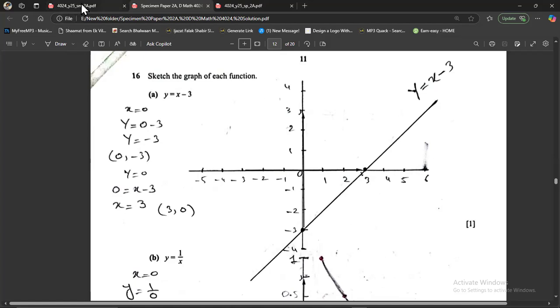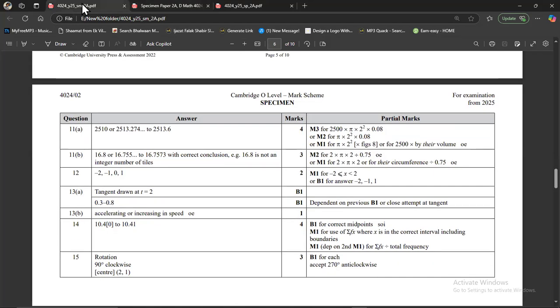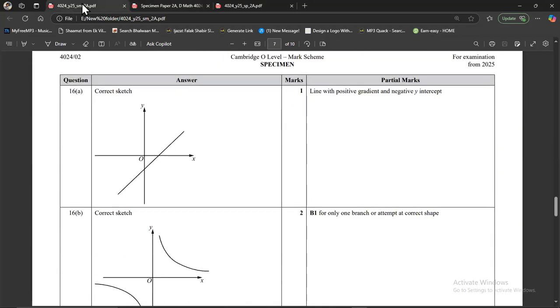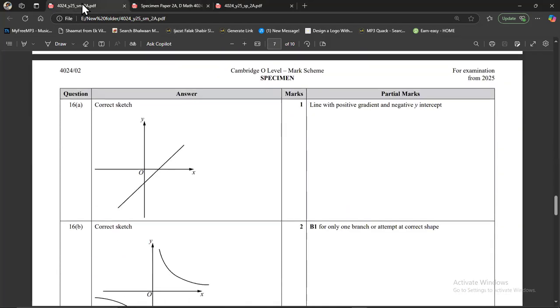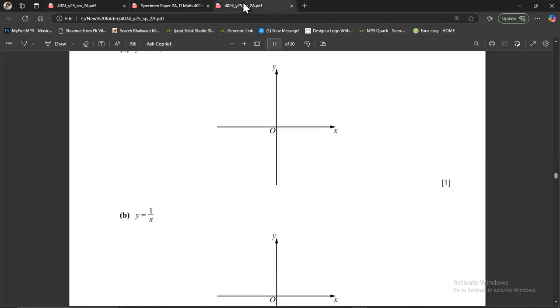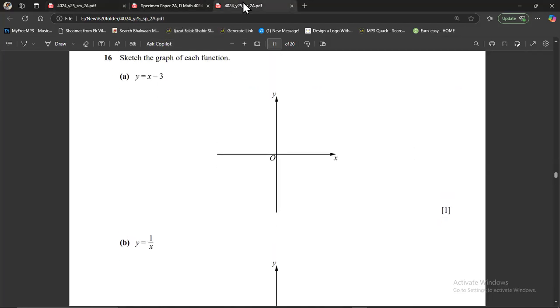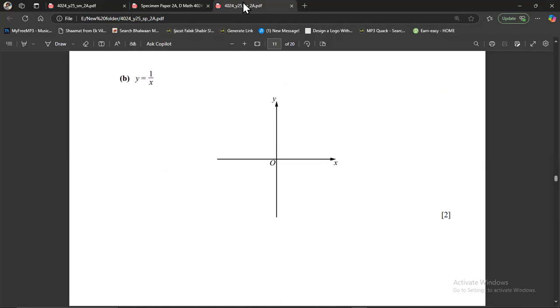So hopefully you understand. This is question number 16. So question number 16, you see in this way you have to. I have done a little more work on it, but you have to only draw this sketch. Okay, then we have this graph, question number 16, it's B part. Okay, so y equals 1 by x. Here you know that the variable x is in the denominator and it's 1 by x.